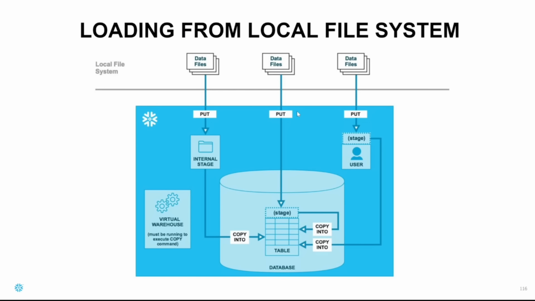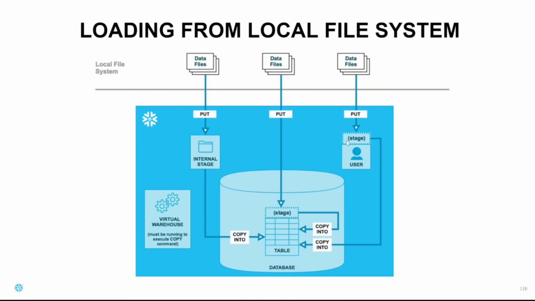There are three ways in which we can do it. One, if you have data in a local file system, you put that file into an internal stage, and from there you can run a copy command to load the data into a table. Or, if you have data on a local system, you can directly put that file into a stage which exists for a table, which we call a table stage, right? And from there, you can use the copy command to load the data into the same table. There is also a user stage.